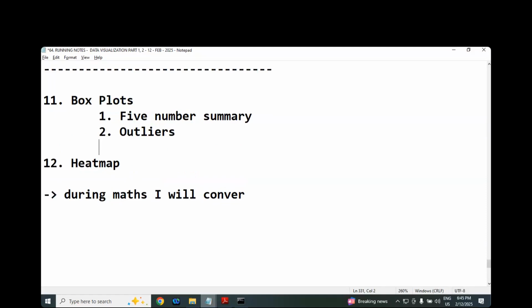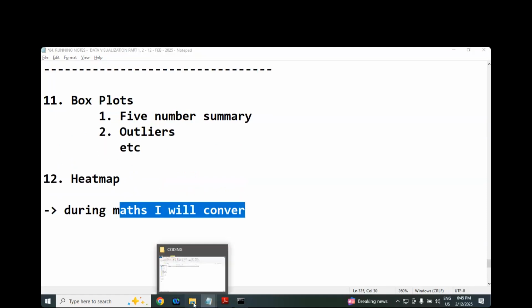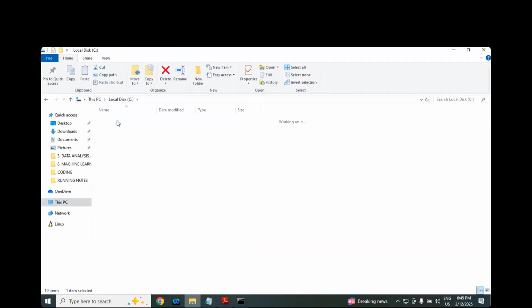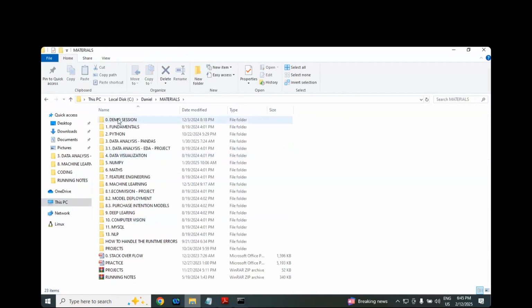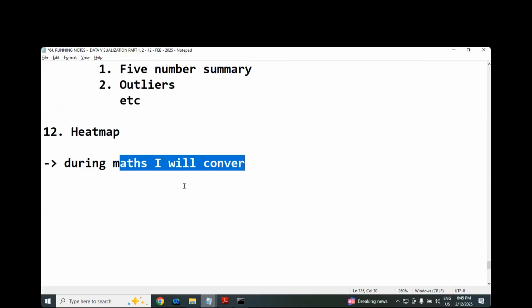There are a lot of topics I will cover during math. If you want, you can spend 1 minute with me and look at my screen. Five-number summary, exactly. Here somewhere you can see box plot. What is the topic name? Box plot. Here you will understand. Why? Because without math, I'm sorry, you cannot understand. You will not understand anything. I know well which topic at what time I need to cover. Don't worry, actually.